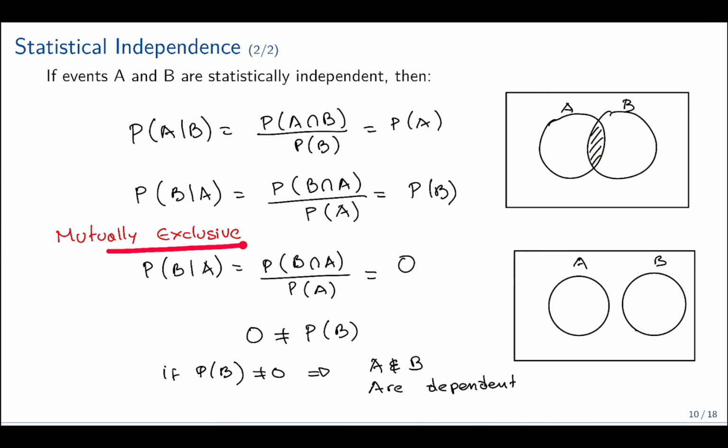Now for mutually exclusive events, the intersection of the events is going to be equal to 0. So the probability of B given A is, by definition, the probability of the intersection divided by the probability of A, and that's equal to 0. But the probability of B is different from 0. So therefore, events A and B are dependent.